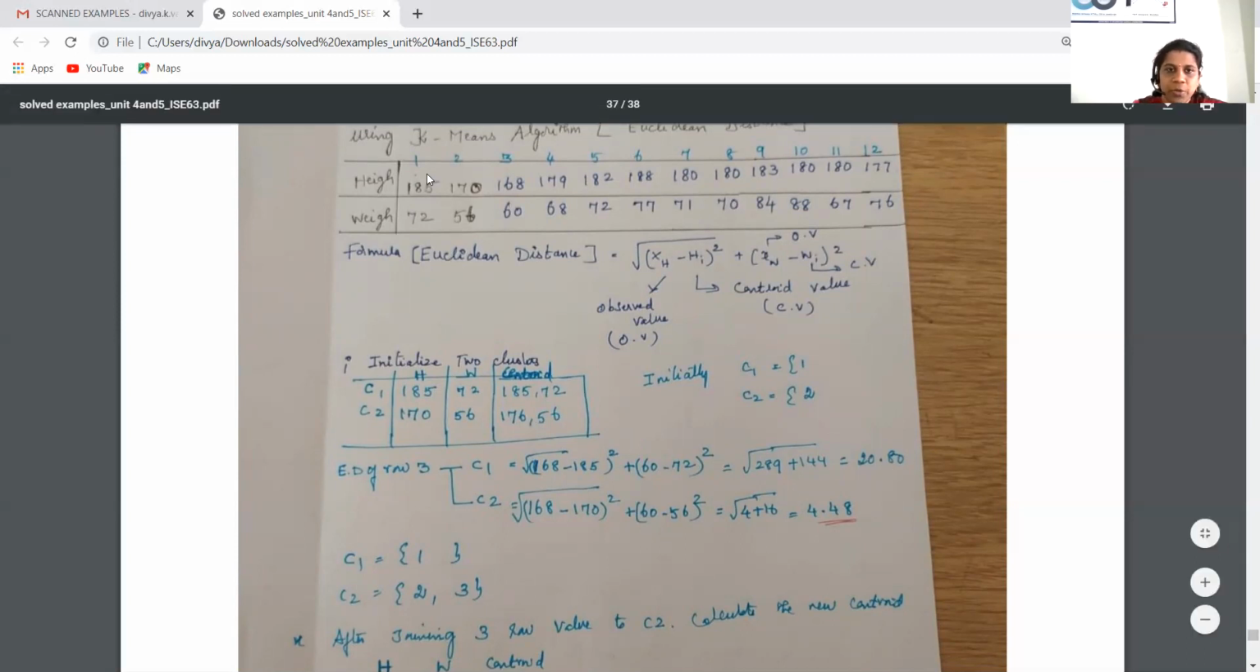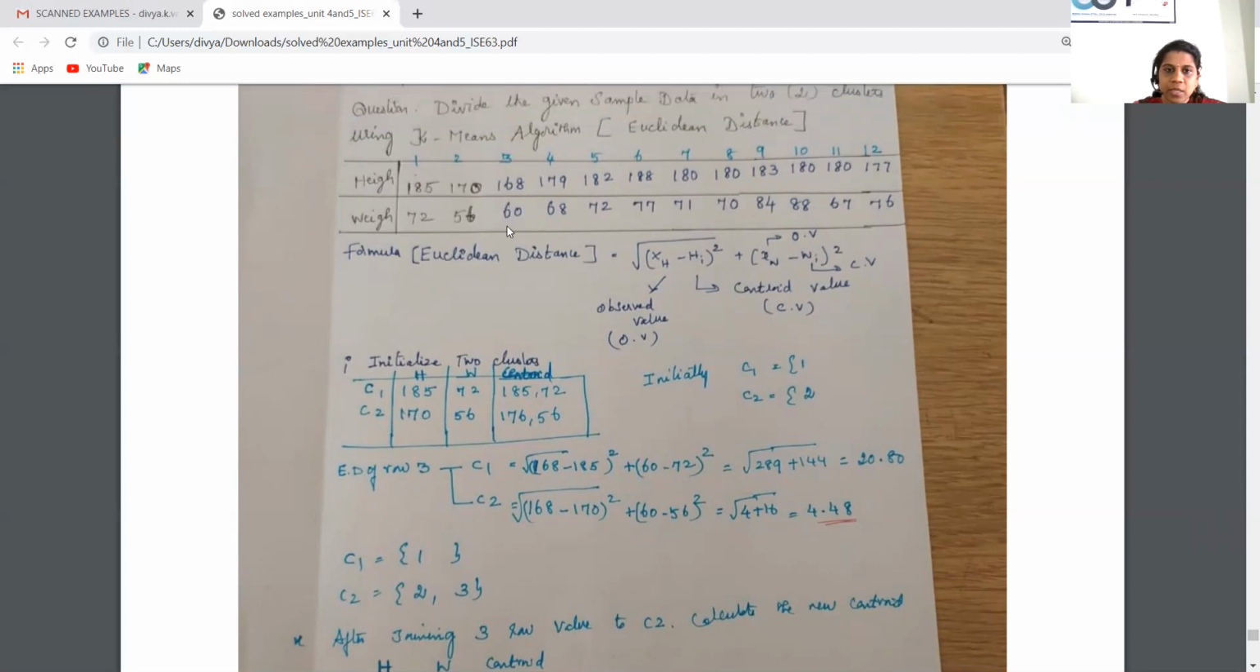Now the distance between the first point, that means the representative of the first cluster, and the third point is 20.80. Now we need to calculate the distance between the second point and the third point using the Euclidean distance formula. So according to the formula, it is 168 minus the mean value. Mean value, we assumed it as 170. So 168 minus 170 whole square, 60 minus 56 whole square, right?